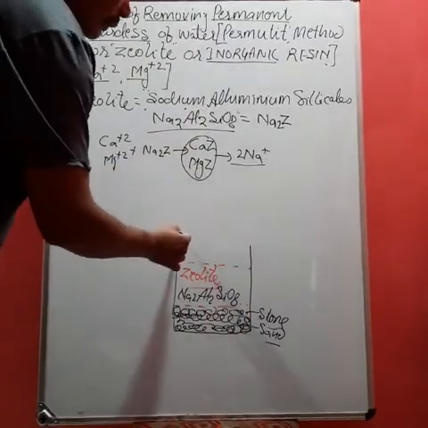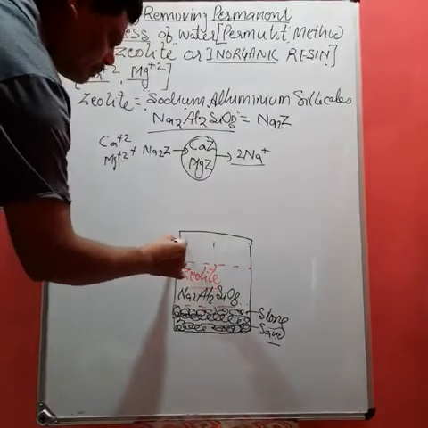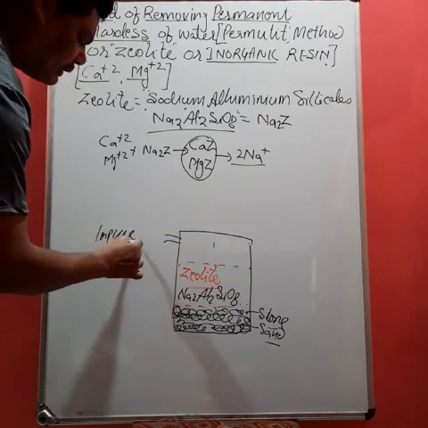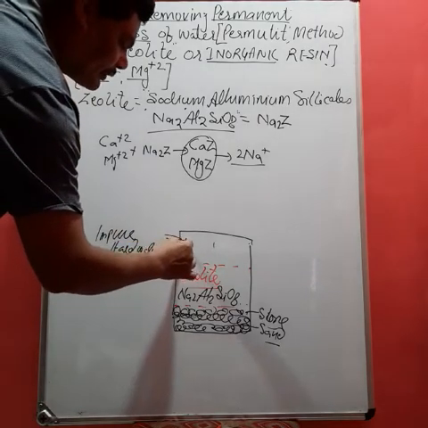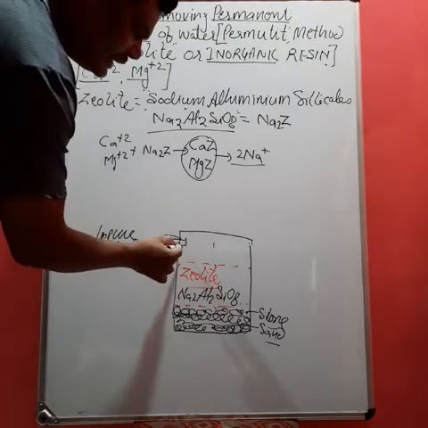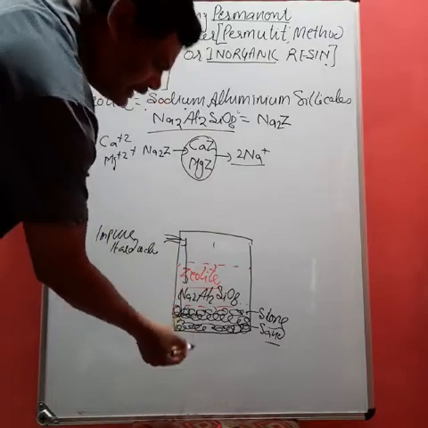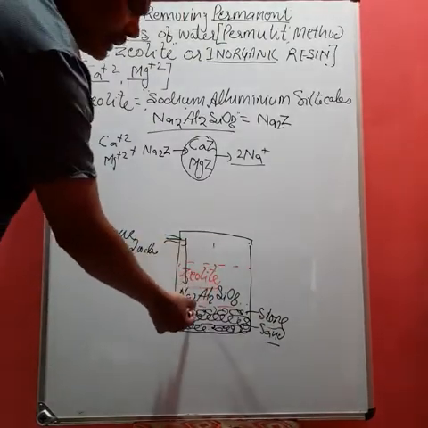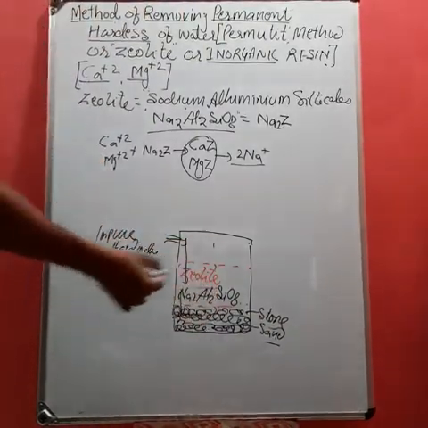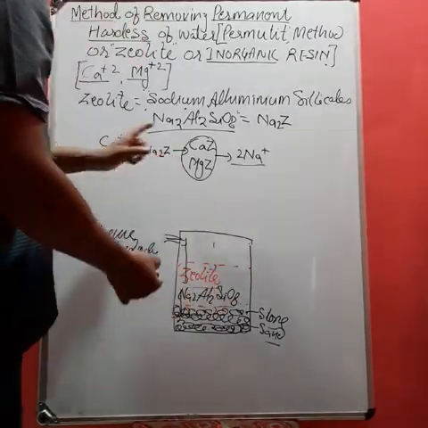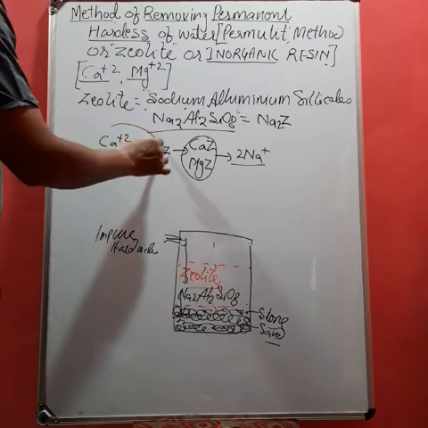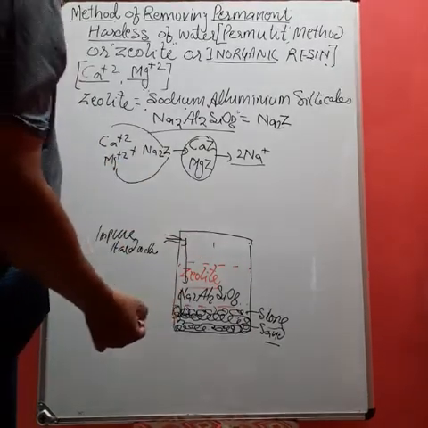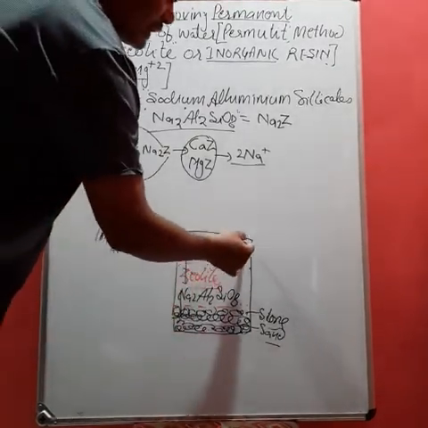sodium silicate. Now from the top, the impure water, that is simply hard water, is poured. When this hard water runs through it, first it filters through the sand and the stone bed, and then it filters through the sodium silicate. Here the ion exchange takes place. Ion exchange means the zeolite exchanges calcium or magnesium present in the hard water. So this is called ion exchange. And thus in this part pure water is obtained.